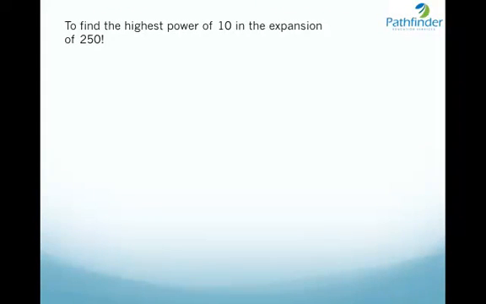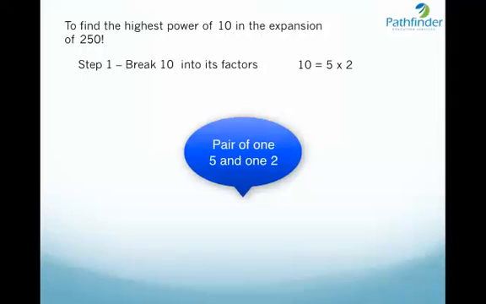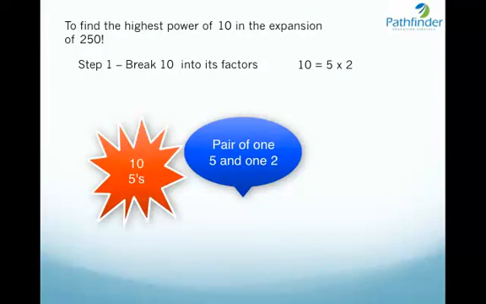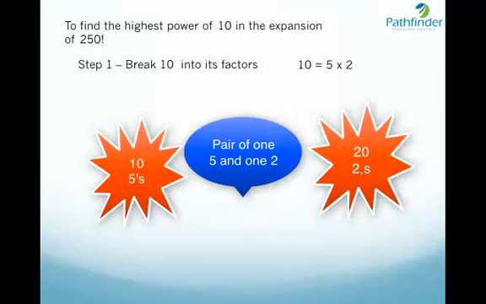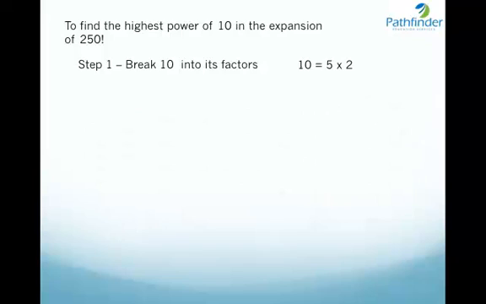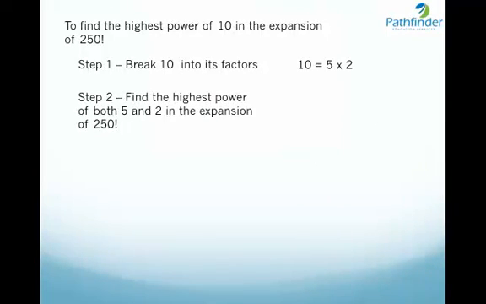To find the highest power of 10 in the expansion of factorial 250, first of all, I break 10 into its factors. 10 is equal to 5 into 2. And you may remember, to get 10, we need a pair of 5 and 2. So if there are 10 5s available and if there are 20 2s available, then we will only get 10 pairs of 5 and 2. If you understand this, we can proceed to the next step.